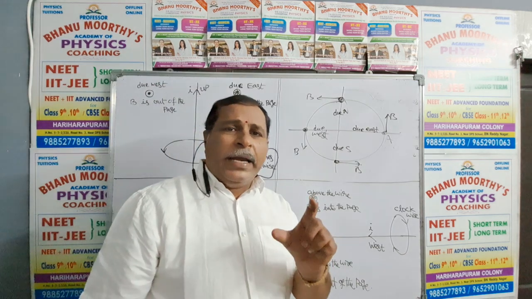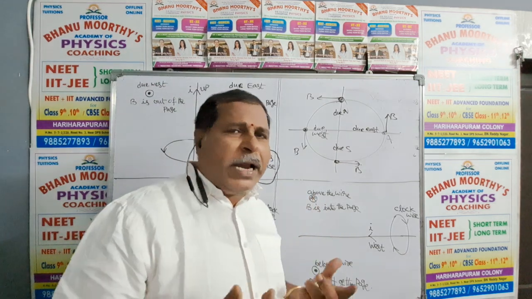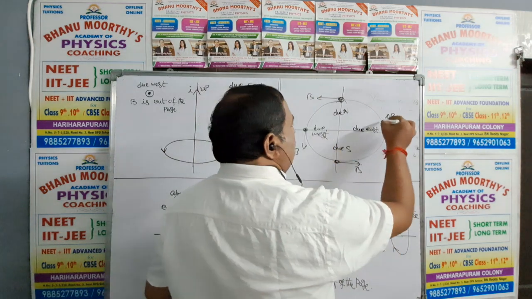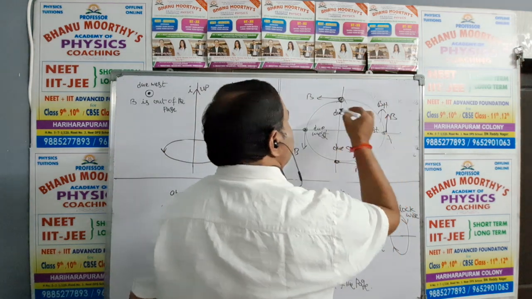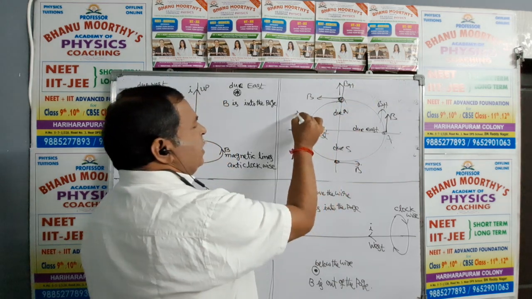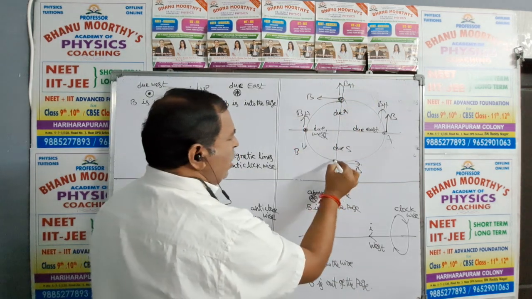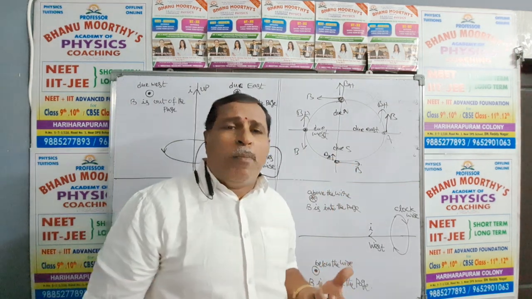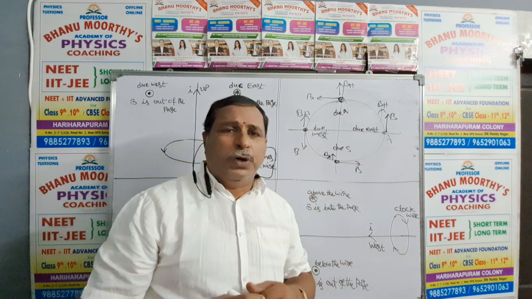And what about magnetic induction? Earth's magnetic field always points towards north. So here towards north BH, here towards north BH. BH means Earth's magnetic field. Here BH and here also BH. So everywhere the horizontal component of Earth's magnetic field is pointing towards north.